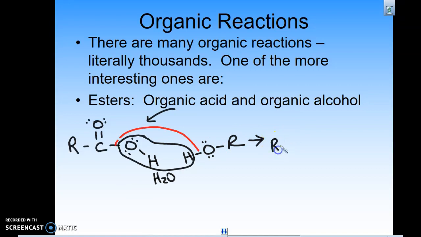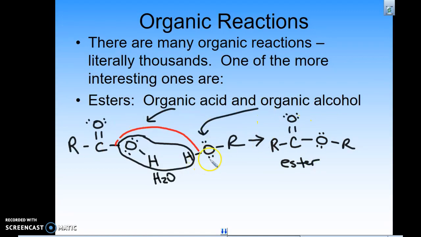But what I'm going to do is redraw the organic acid. And instead of putting the OH, I'm going to come over here and attach it to the O and the R. So then what ends up happening is you form this ester. From this organic acid and this organic alcohol, you form an ester. So I'm going to show you a couple of different kinds of esters. Very specifically, let me show you what happens when I take, now there's a couple of them here.